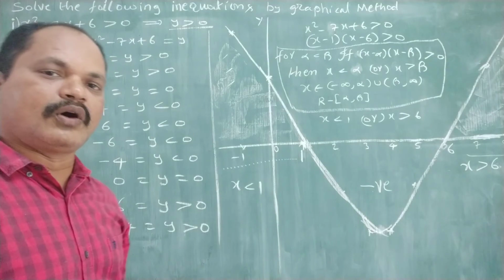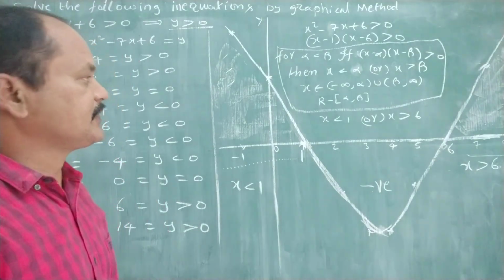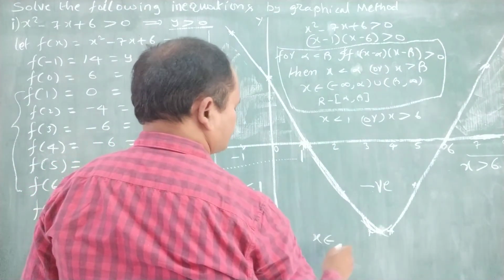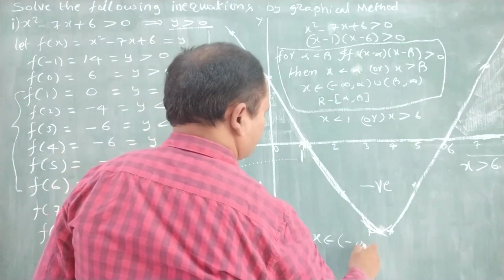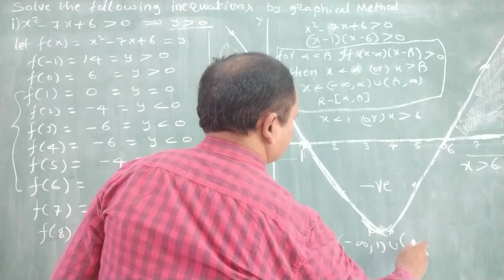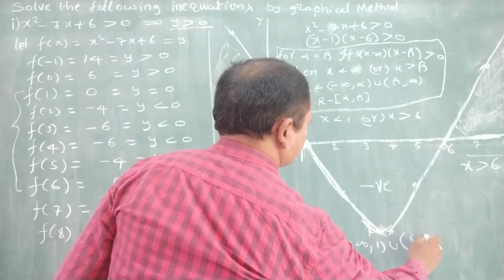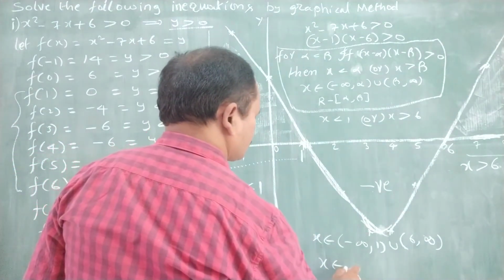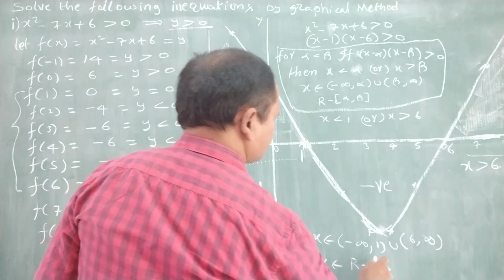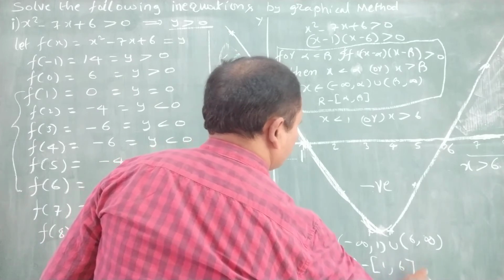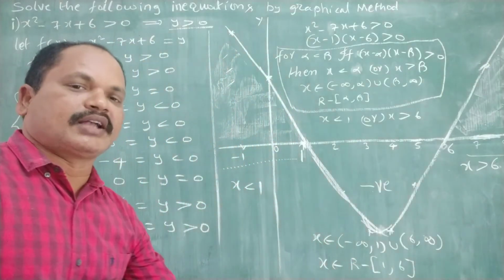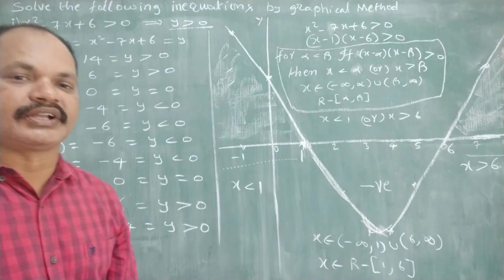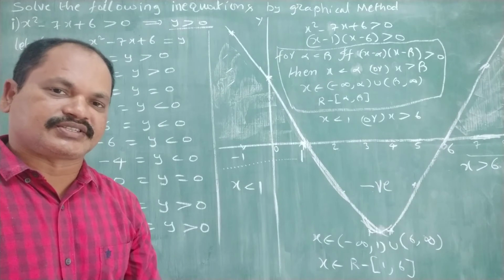x less than 1 or x greater than 6. That's why here x belongs to open minus infinity to 1 union open 6 to infinity. That's why x belongs to R minus closed 1 and 6. That's why this concept is very, very important since more number of competitive questions depend upon this concept.